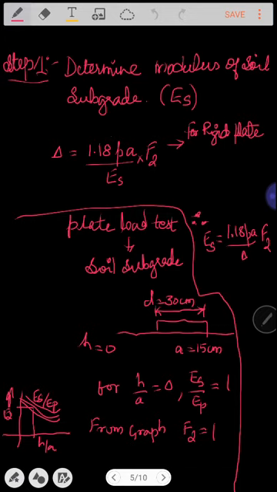of delta. But what is step number 1? We are interested to find out or determine the modulus of soil subgrade ES. So with the help of this formula that is required for determination of delta for a rigid plate, we will be able to modify this expression for finding out the value of ES. ES is equal to 1.18 P into A divided by delta into F2.